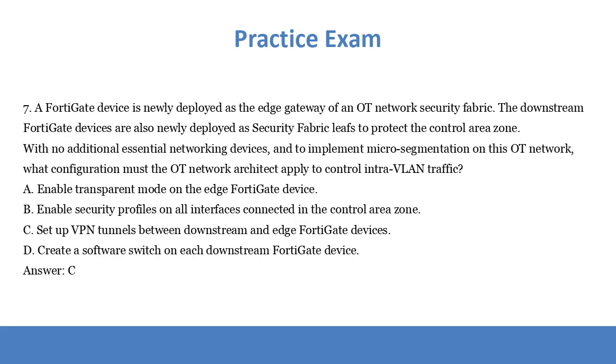7. A FortiGate device is newly deployed as the edge gateway of an OT network security fabric. The downstream FortiGate devices are also newly deployed as security fabric leafs to protect the control area zone. With no additional essential networking devices, and to implement micro-segmentation on this OT network, what configuration must the OT network architect apply to control intra-VLAN traffic? A. Enable transparent mode on the edge FortiGate device. B. Enable security profiles on all interfaces connected in the control area zone. C. Set up VPN tunnels between downstream and edge FortiGate devices. D. Create a software switch on each downstream FortiGate device. Answer: C.